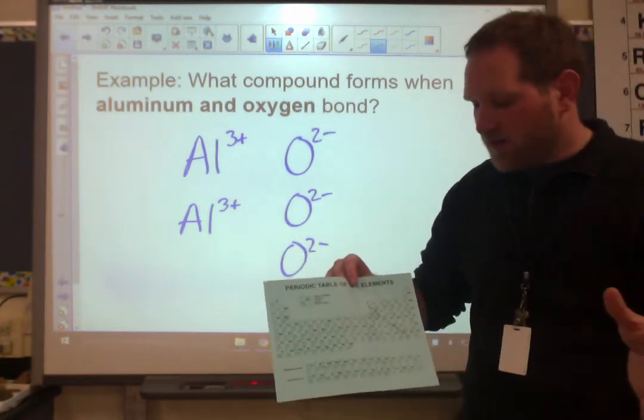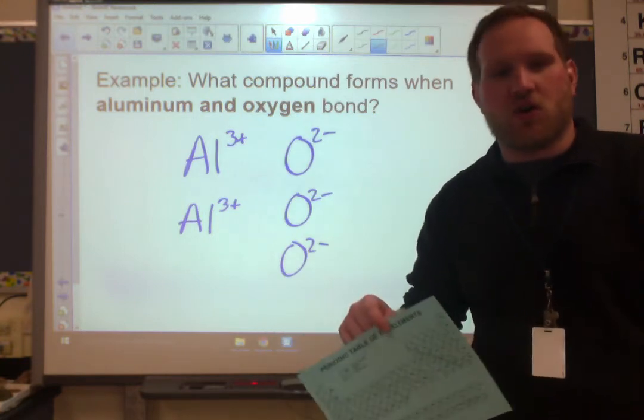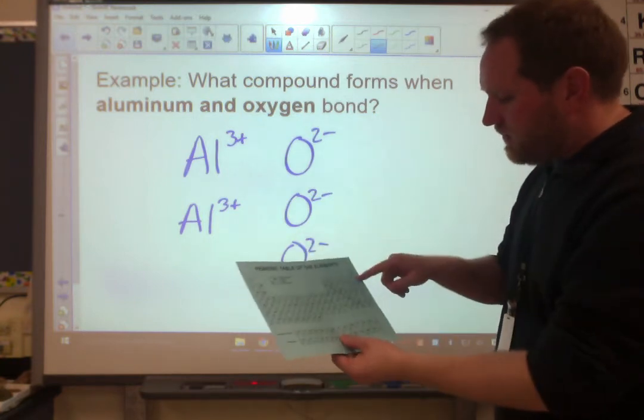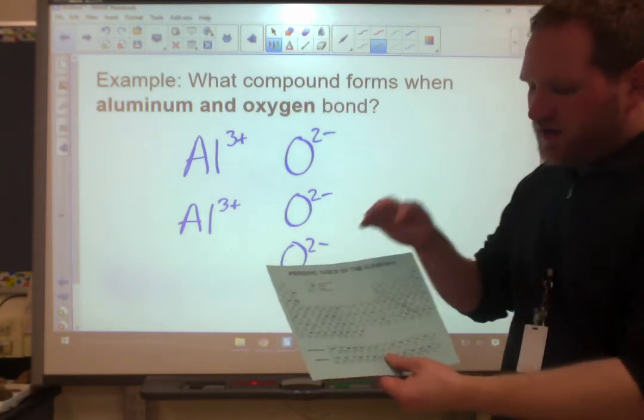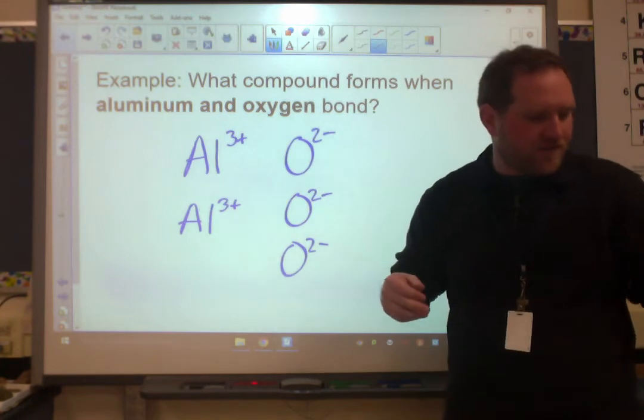It's very rare, but when it does, it forms carbide. You may have heard of that term before, like tungsten carbide or something. So anyway, those are the common anions, the negative ions, what they would be after they bond.